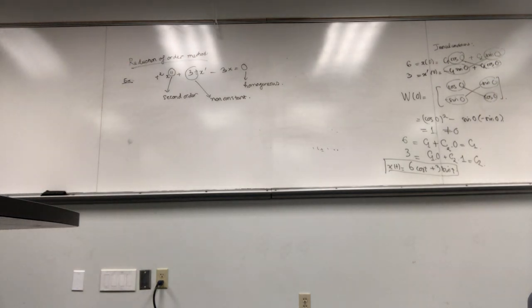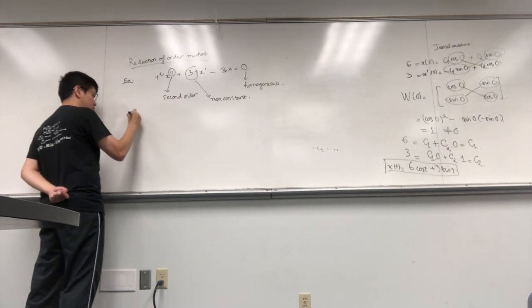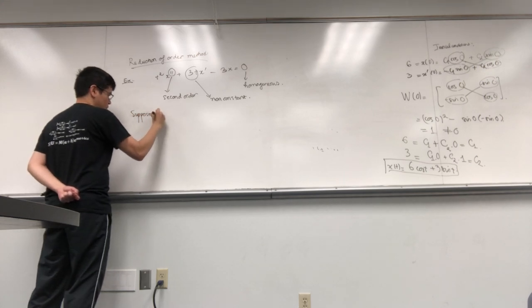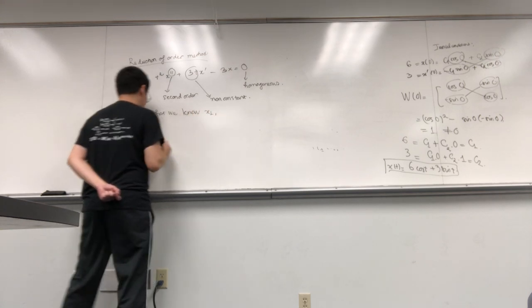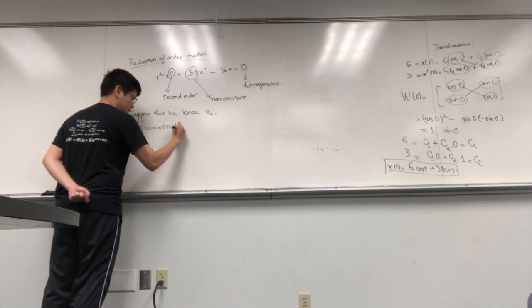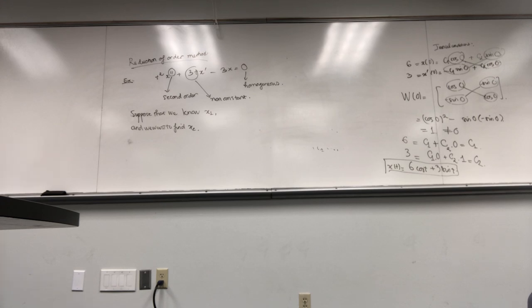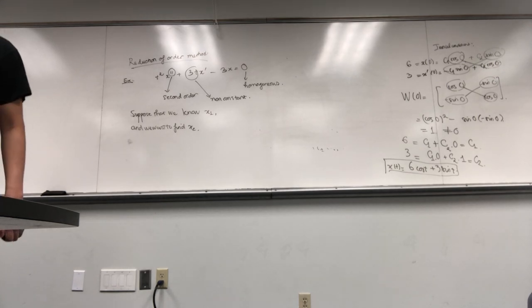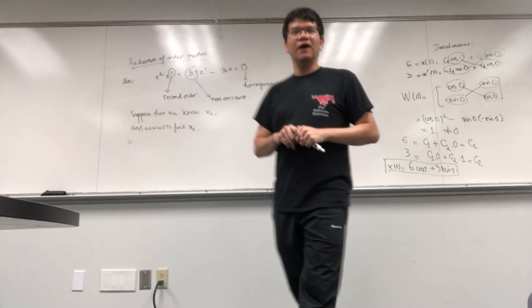So in this situation, I suppose that I have the first solution, and I want to find the second solution, right? So the situation is, suppose that we know x1 and we want to find x2. So this is the situation when you know in advance one solution and you try to find the second solution. In the three cases that we learned, which case is this?